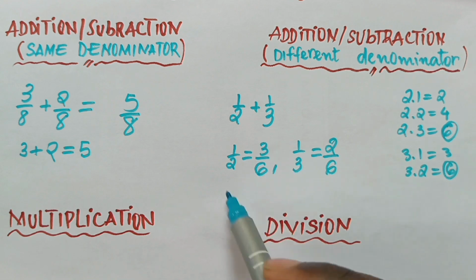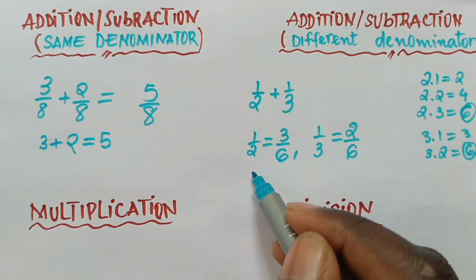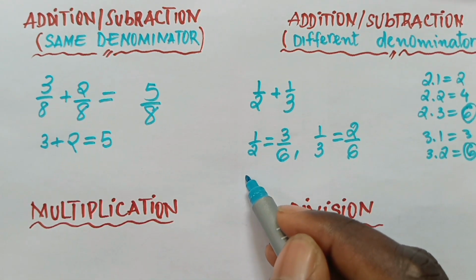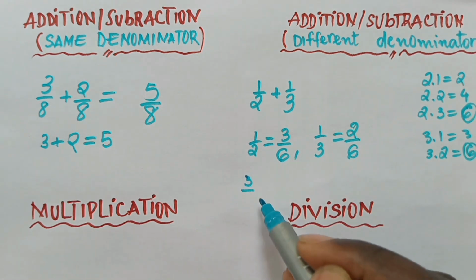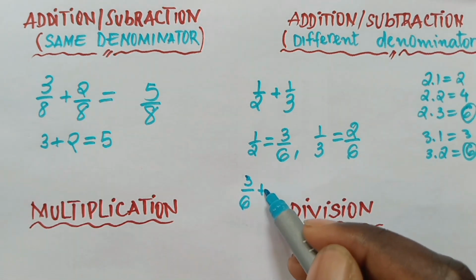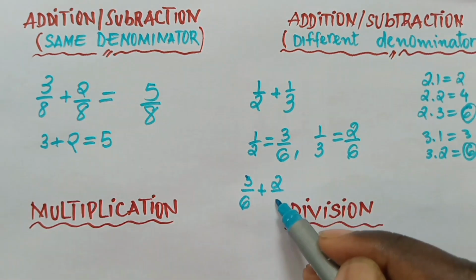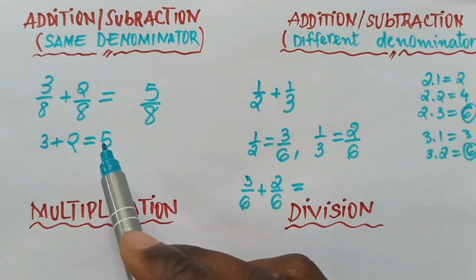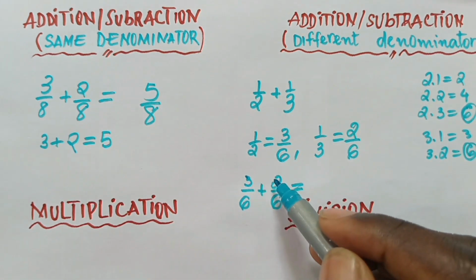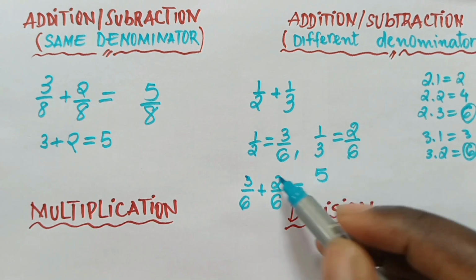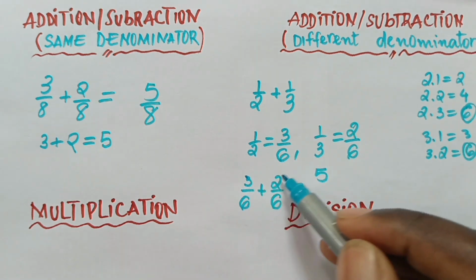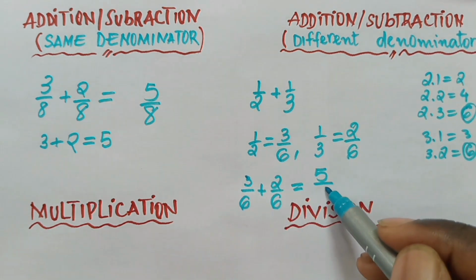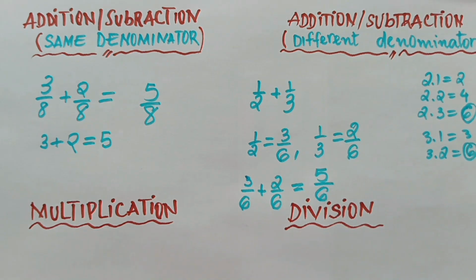We have to write again. I have here 3/6, okay, plus 2/6. And right now, I can do the same that I did here. I'm going to add them here. I'm going to have 5 because 3 plus 2 equals 5. And here I'll keep the same denominator, okay?